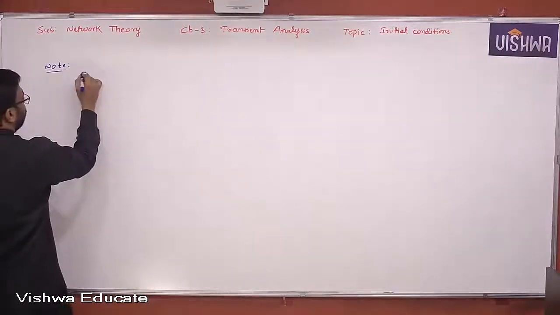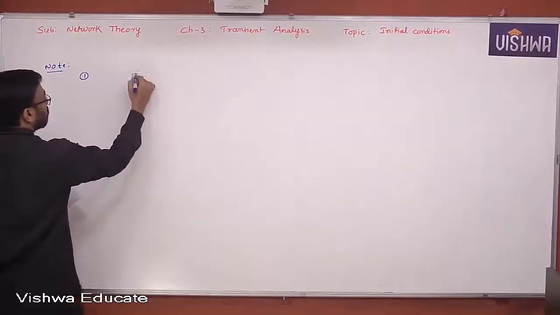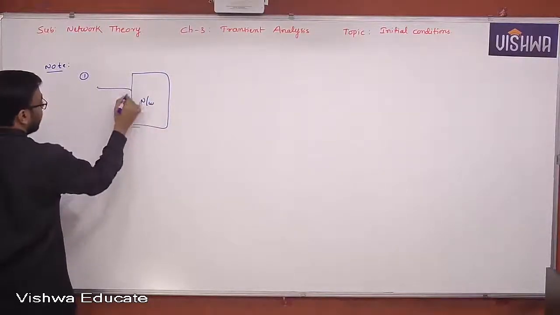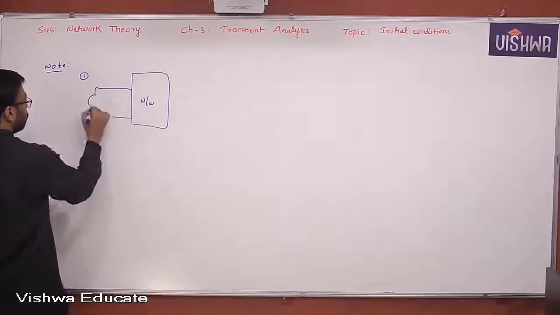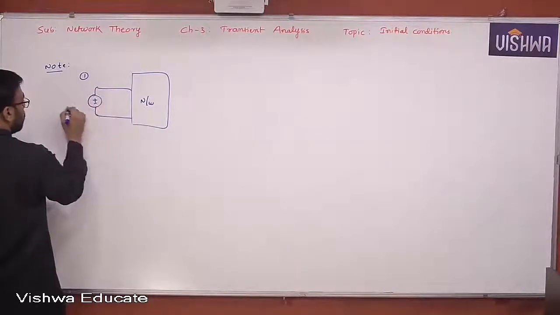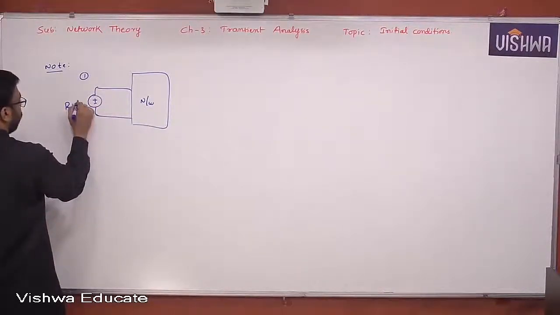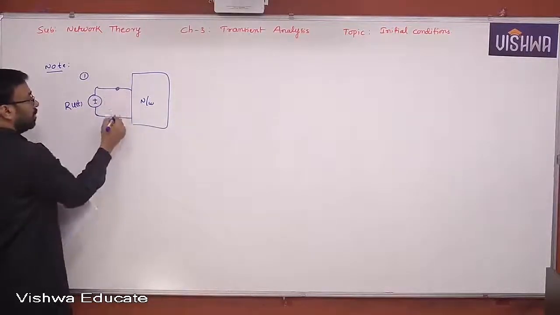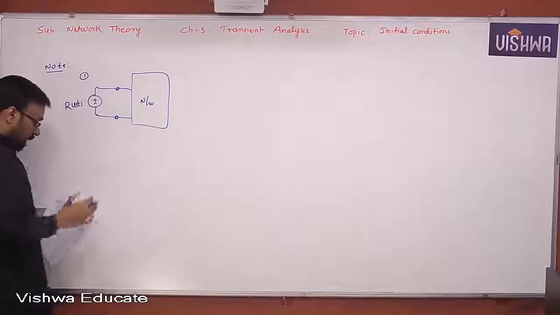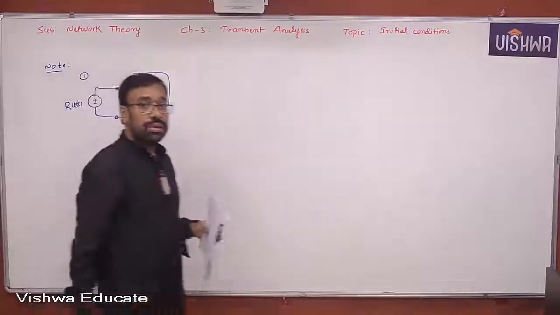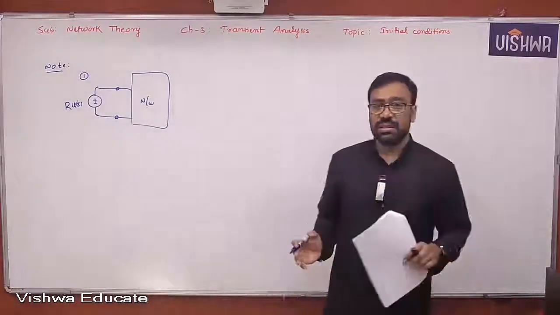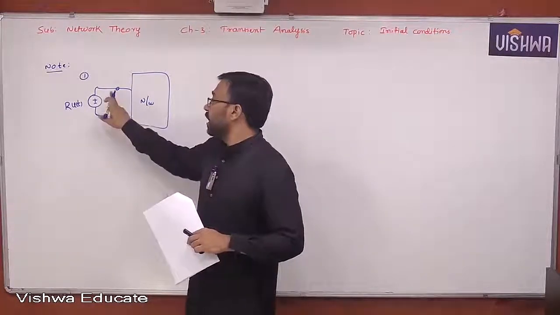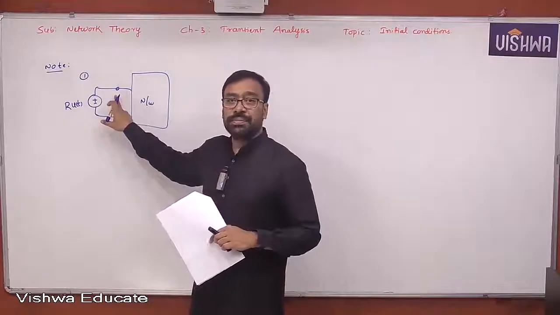The first important point is that suppose you have a network which is excited by a step input. Say this is capital R U of t. This is the voltage source, okay? These are the terminals across which the input is given to the network. Now, I would like to replace this entire network by using a single switch operation.